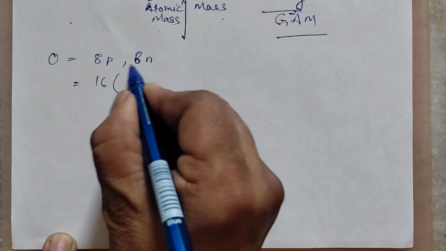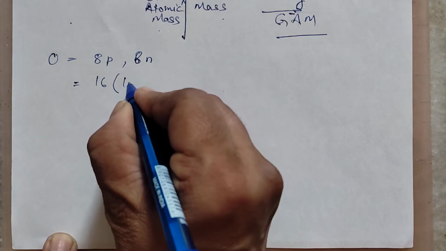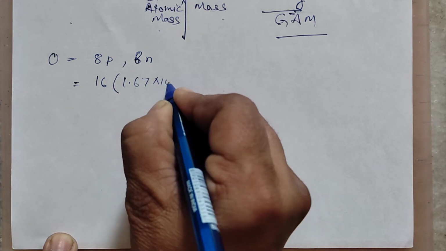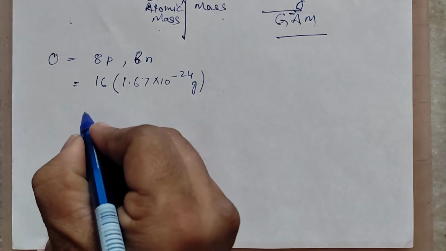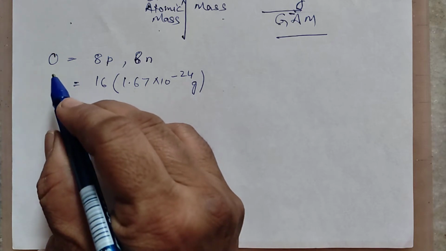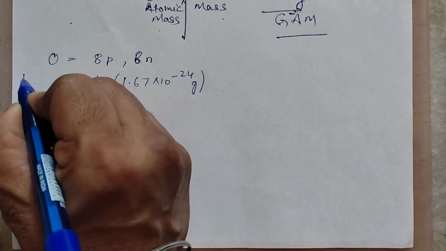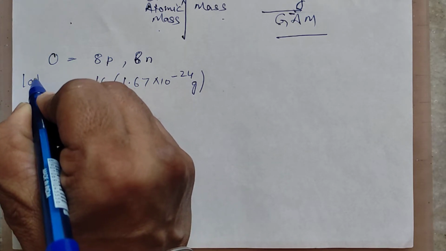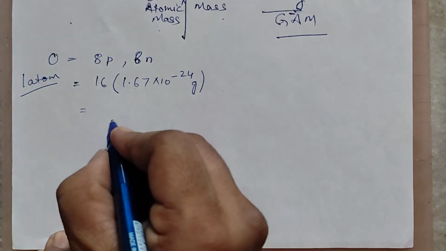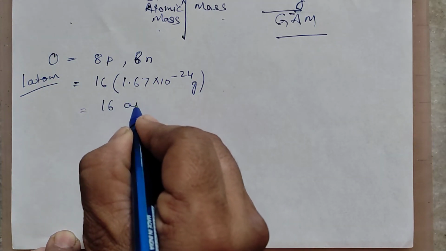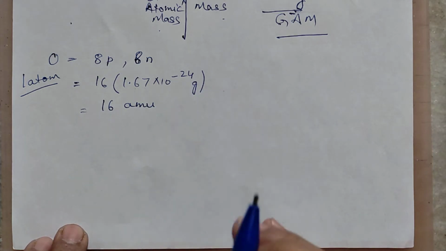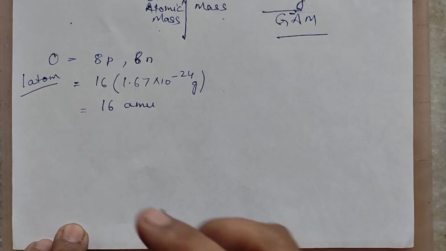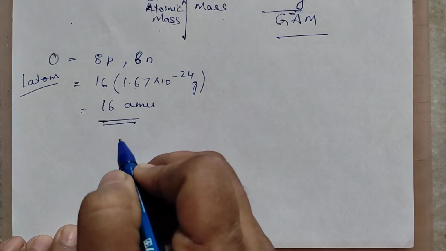16 into 1.67 into 10 to the power minus 24 grams. That means we can write the mass of one oxygen atom, that is equal to 16 AMU. Is this point clear? Like earlier we wrote the mass of one carbon atom, this is the mass of one oxygen atom.